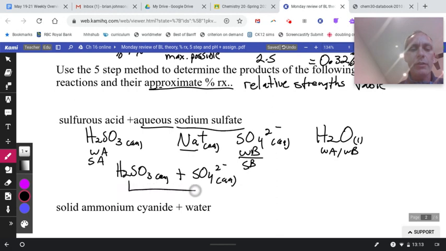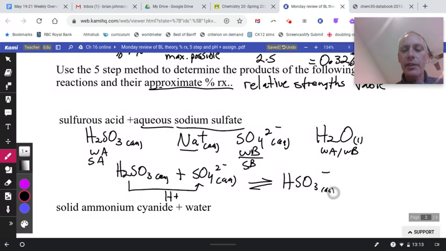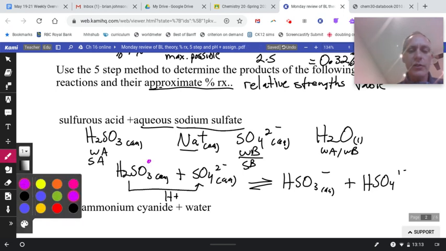Transfer the proton from the acid to the base. We'll look up percent reaction later. So we get HSO3 minus, it's lost its H and its plus. SO4 2 minus gains the H and gains the plus, so it's now 1 minus. And if you check charges, they're conserved. That says a charge of 0, 2 minus, a minus, and a minus equals 2 minus. So we're good. Charges are balanced.